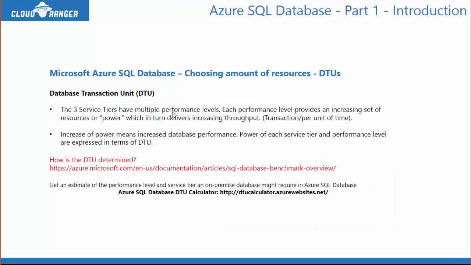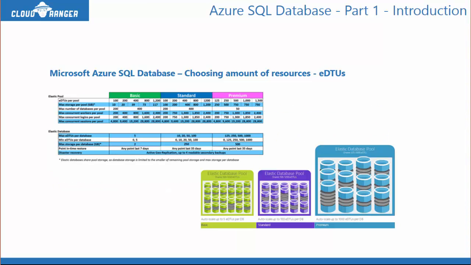Now, that was for single databases, by the way. This database transaction unit was all for a single database. However, when we are talking about database pools, things are a little different. In a database pool, rather than DTUs, we use eDTUs, or elastic DTUs. This is definitely complex, but I'm going to give it a shot, and we are going to get through this together. eDTUs are exactly like DTUs, but you are taking these DTUs and putting them in a pool of databases.